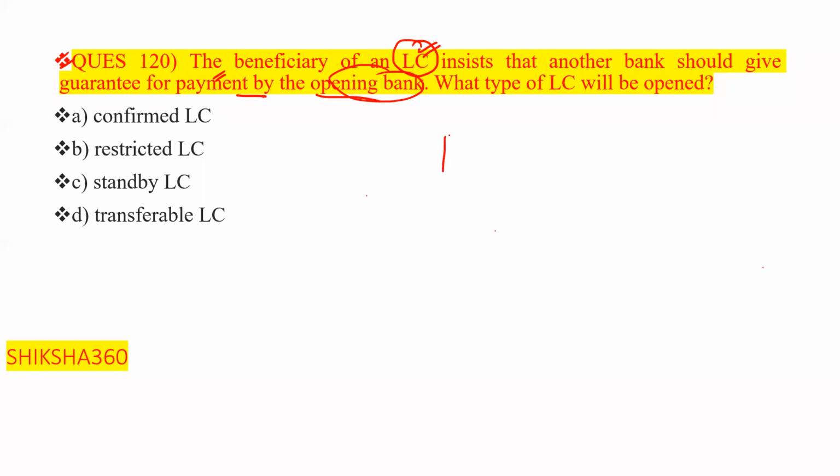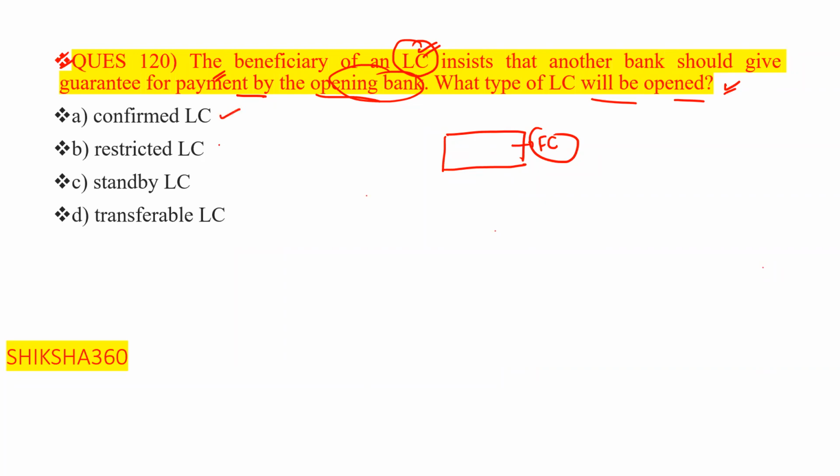Sometimes in some countries the financial conditions are not good, so there is a chance of failure of the bank. In those cases, the beneficiary wants that some other bank will give the guarantee that they will make the payment in the default of the opening bank. So what type of LC will be opened?